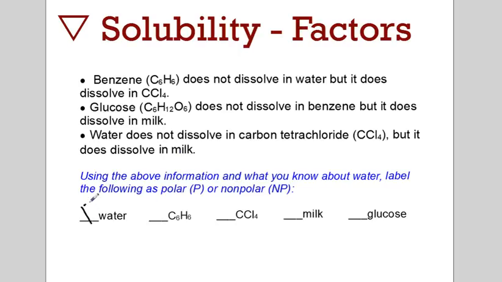Well, we know water's big P polar, and we know milk must be then big P polar. Water doesn't dissolve in carbon tetrachloride, so that's going to be nonpolar. And then it means the same for benzene. And then we said glucose does dissolve in milk, so glucose is polar. You get the idea, though. This riddle leads you in the right direction. If understanding water is the linchpin here, and knowing water is polar, the rest of it you can figure out.